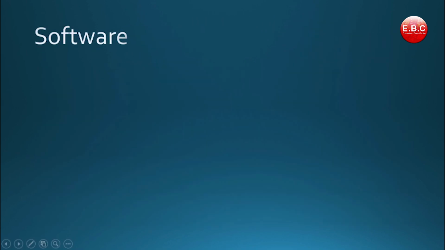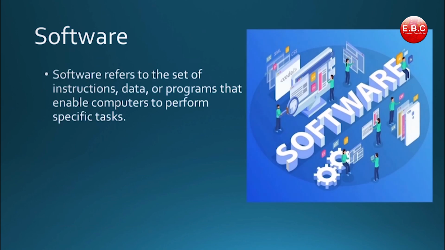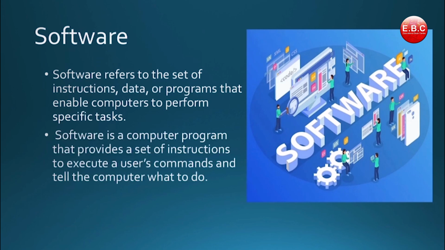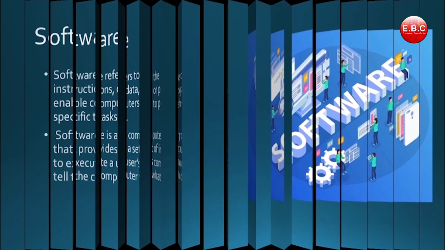The next topic is software. Software refers to the set of instructions, data or programs that enable computers to perform a specific task. Software is a computer program that provides a set of instructions to execute a user's command and tell the computer what to do. We can't touch the software.